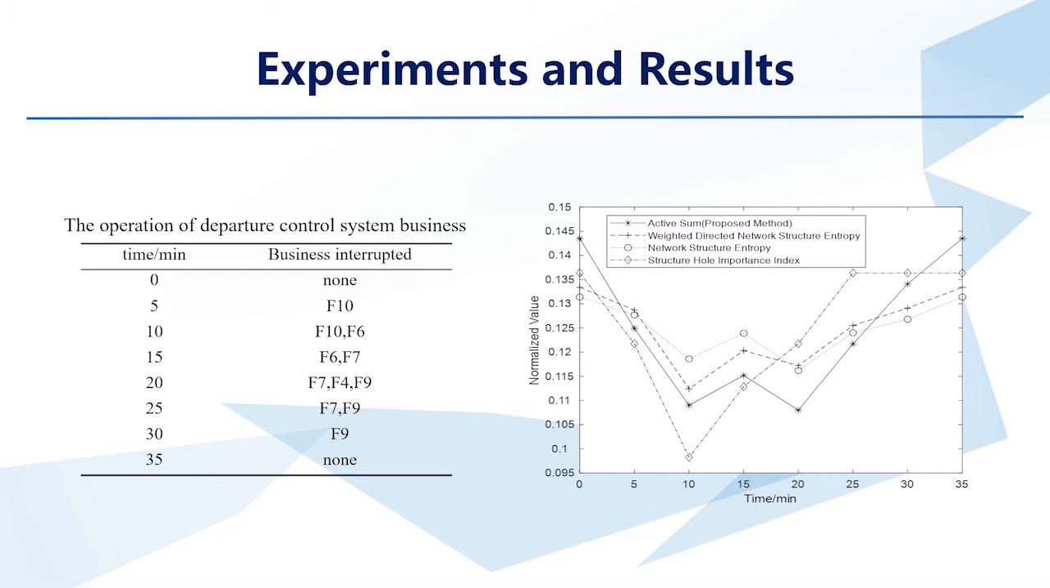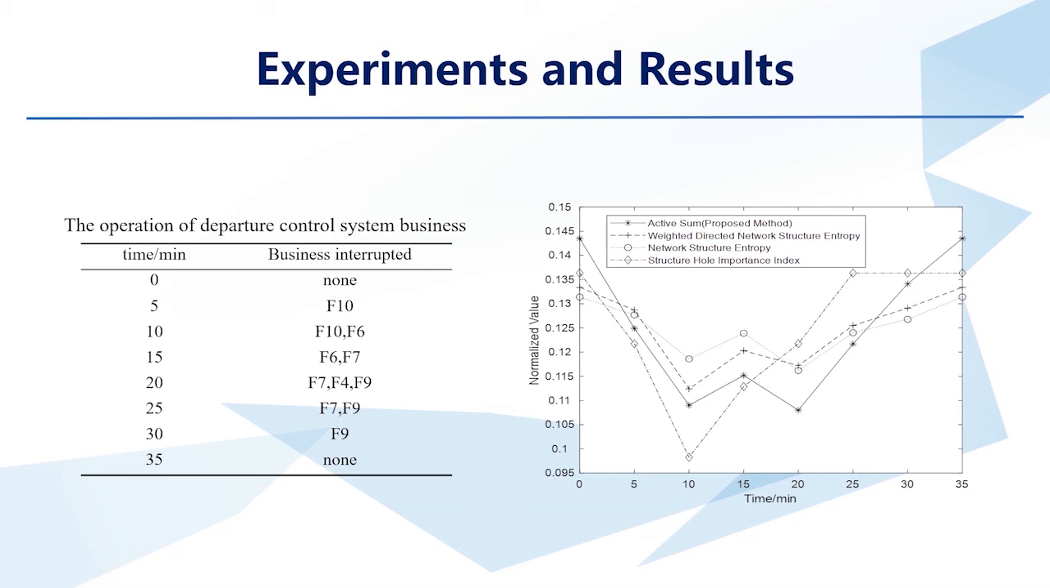Taking the comprehensive cross-impact matrix R as the original data, the business function network structure entropy, weighted directed network structure entropy, structure hole importance index, and the active sum in this method are calculated respectively for the business interruption event. The change of the impact of business interruption on the information system at each time is shown on the right side. As can be seen from the figure, the change of structure entropy in the event of business function interruption is similar to that of the active sum.